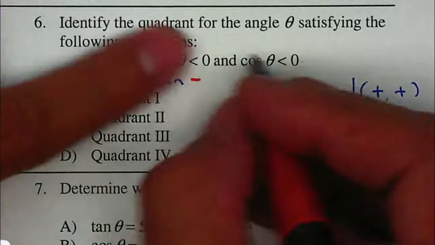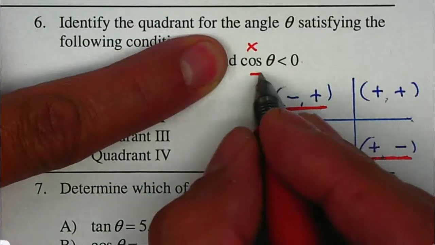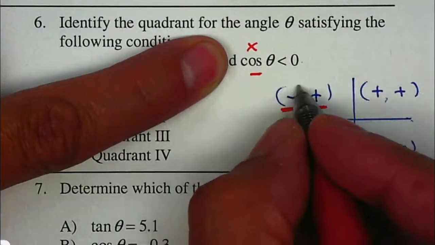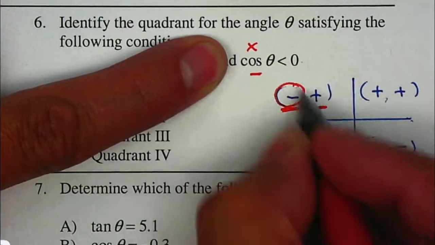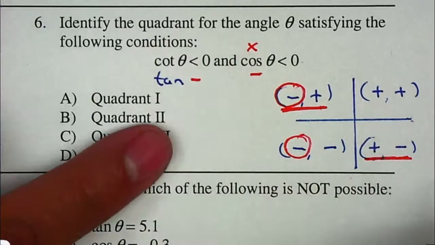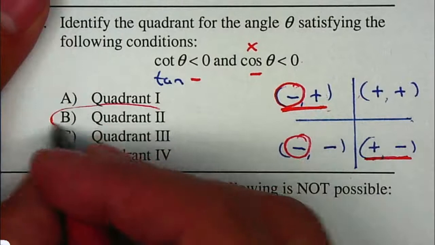Now, your cosine are your x values, and your x values have to be less than 0, so they have to be negative. So your x values are negative on quadrant 2 or on quadrant 3. So therefore they both overlap on quadrant 2. So your answer is letter B.